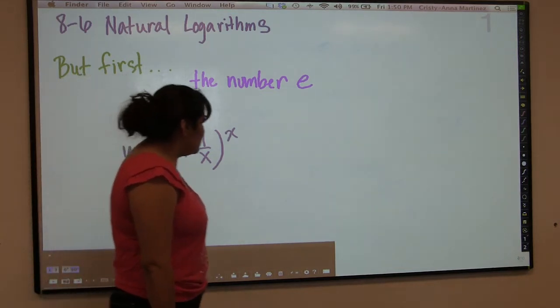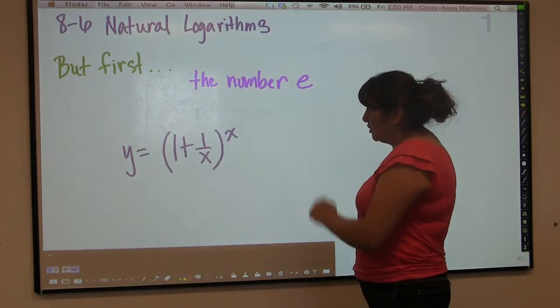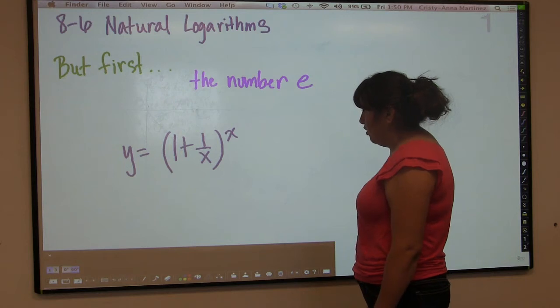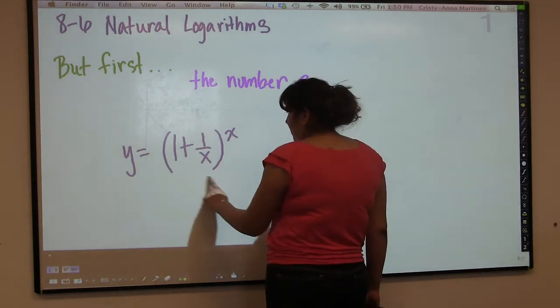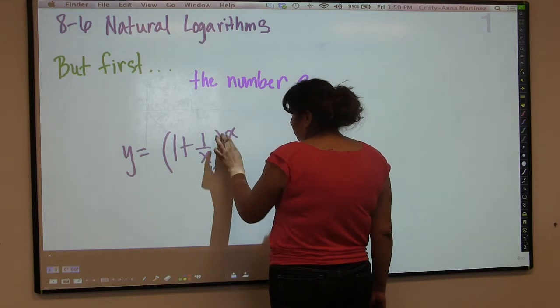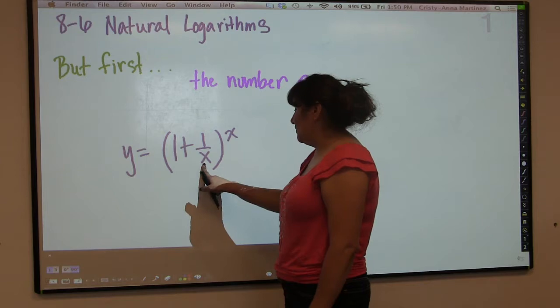sense. So, first of all, I want you to consider this function y equals 1 plus 1 over x to the x power. And this is somewhat of an exponential because the variable, the exponent over here, is a variable, even though there's also an x here.